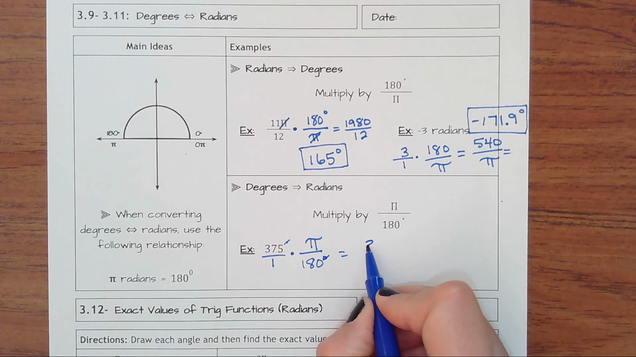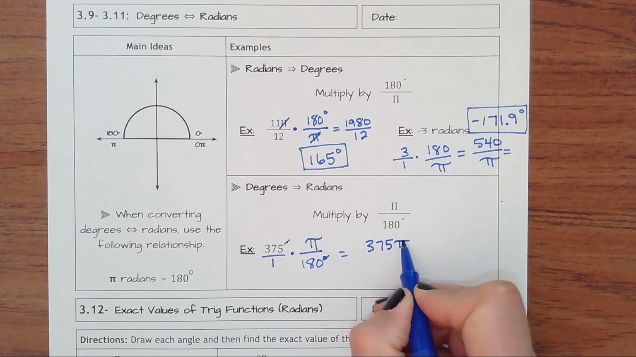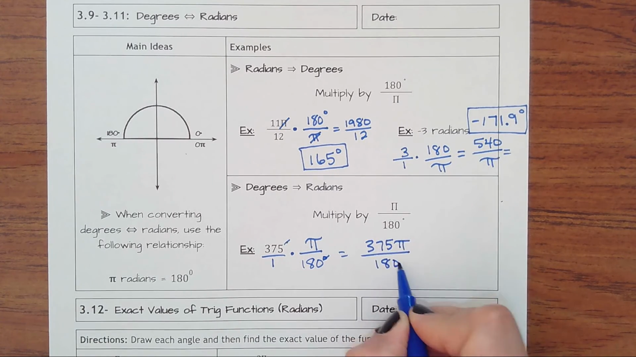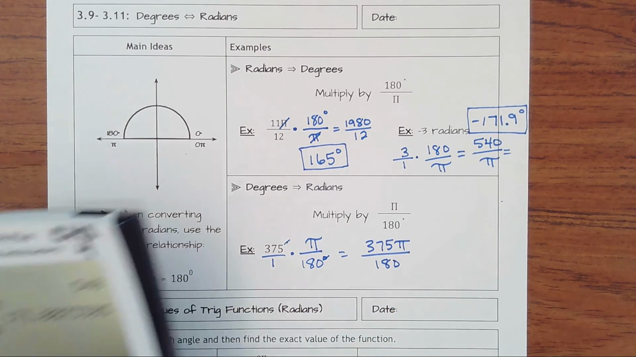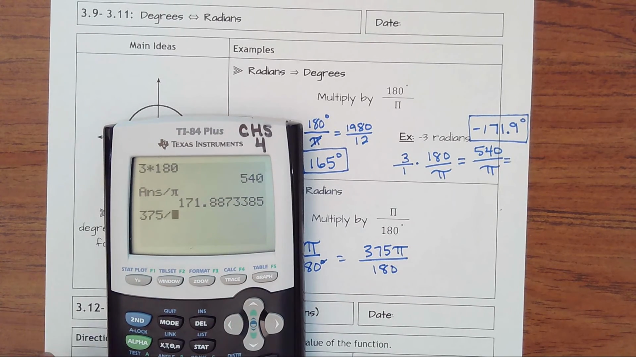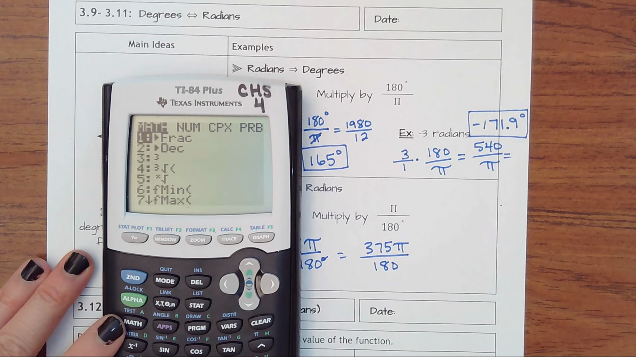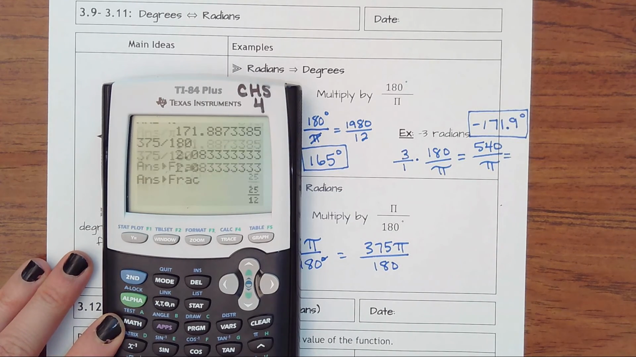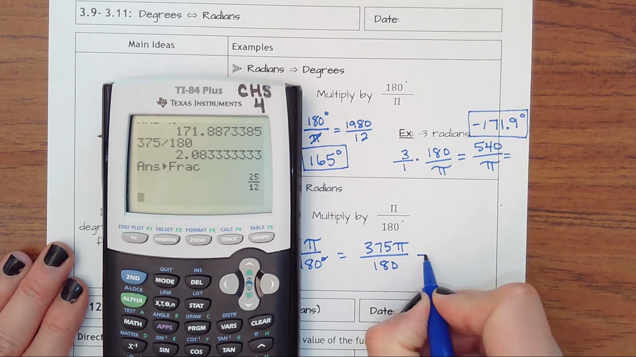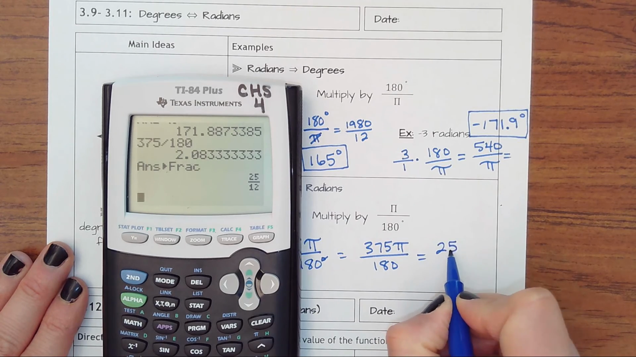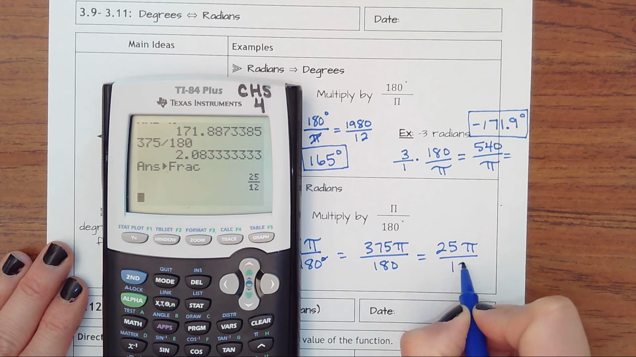I don't want to multiply by pi. They're wanting pi to be part of your answer. Over 180, I'm going to take 375 divided by 180, which I know is going to be a decimal, hit math, and then fraction, enter, and it turns it into 25 twelfths. So this is the same thing as 25 pi over 12.